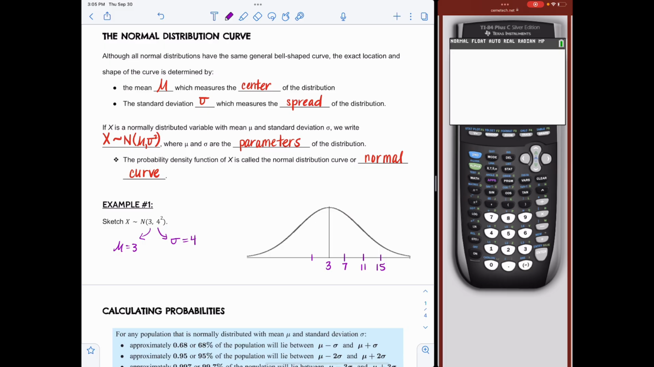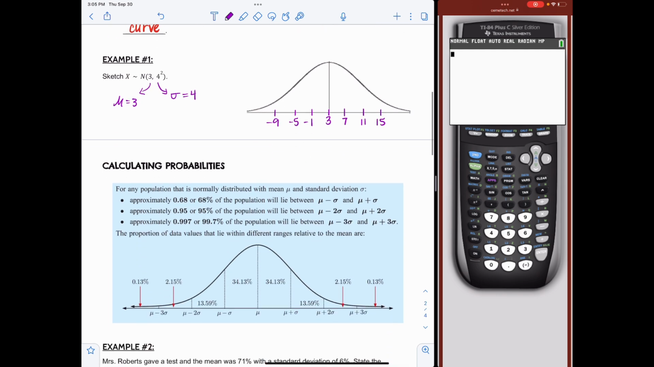I'm going to go the other way. We can have -1, -5, and -9. So that will be the general sketch of my normal distribution curve. So all you do is draw your bell-shaped curve, you label the mean in the center, and then you use your standard deviation to scale that axis.